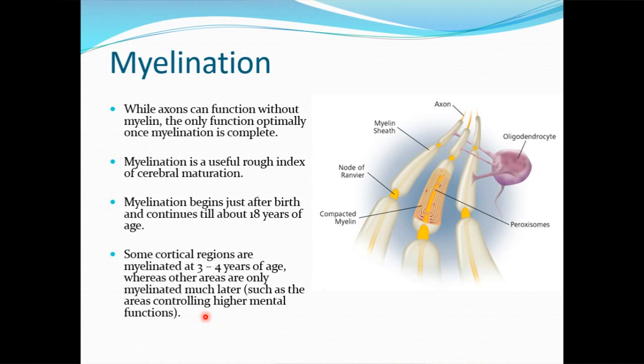And just interestingly, the different cortical areas are myelinated at different times. There's certain patterns of myelination. So some cortical regions are myelinated at 3 to 4 years of age, whereas others are only myelinated much later, such as the areas controlling higher mental functions. So again, your higher mental functions only function properly at a later age, but your cortical areas, for example, vision and hearing and so on, will be myelinated quicker.